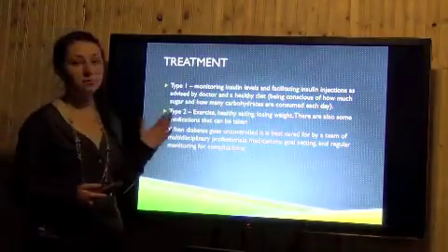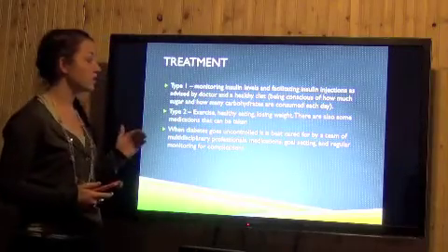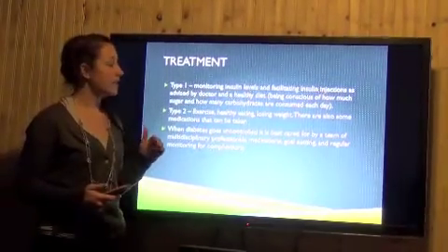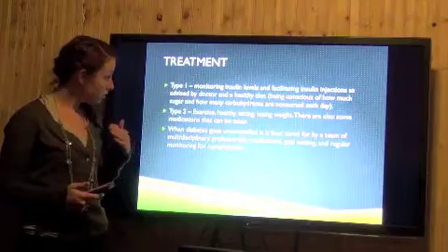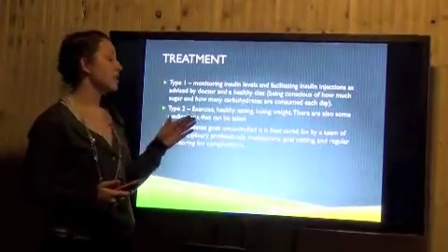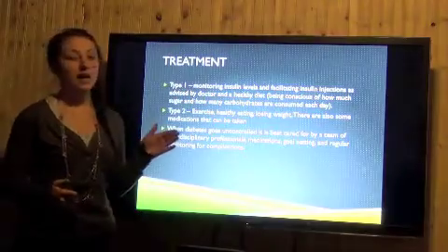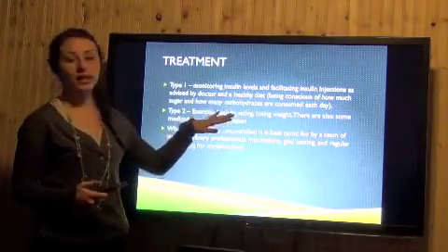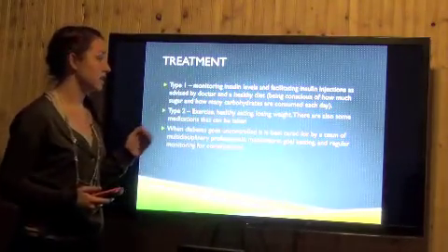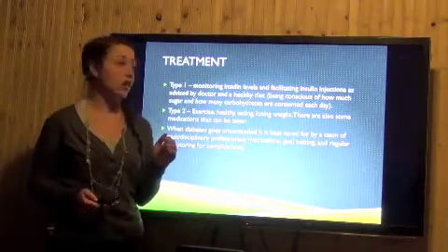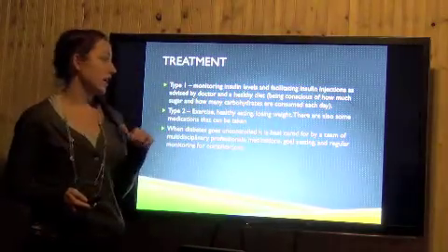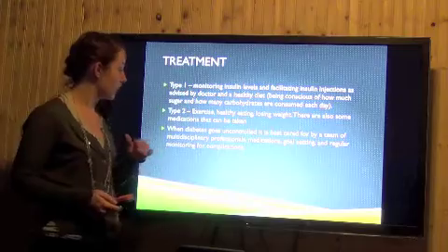Treatment. Type 1 diabetes is mainly treated by monitoring insulin levels and/or blood glucose levels as well, and facilitating insulin injections as advised by a doctor. And a healthy diet can also help with type 1 diabetes. This also means being conscious of how much sugar and carbohydrates are consumed each day.